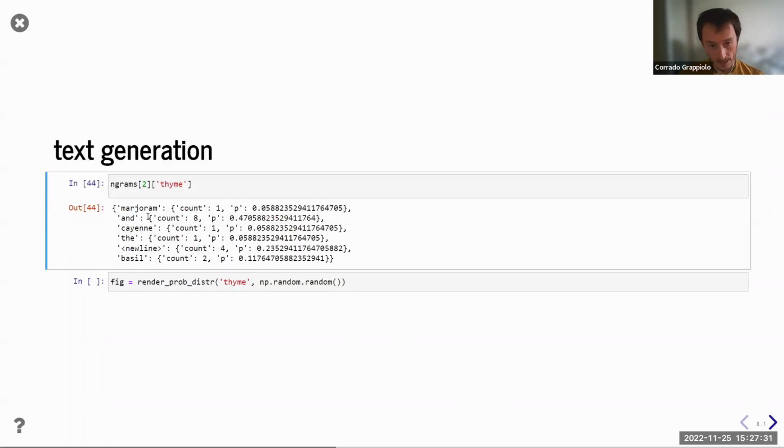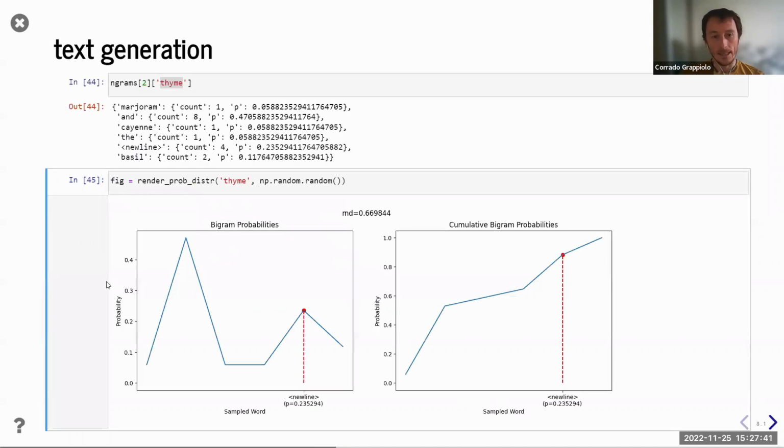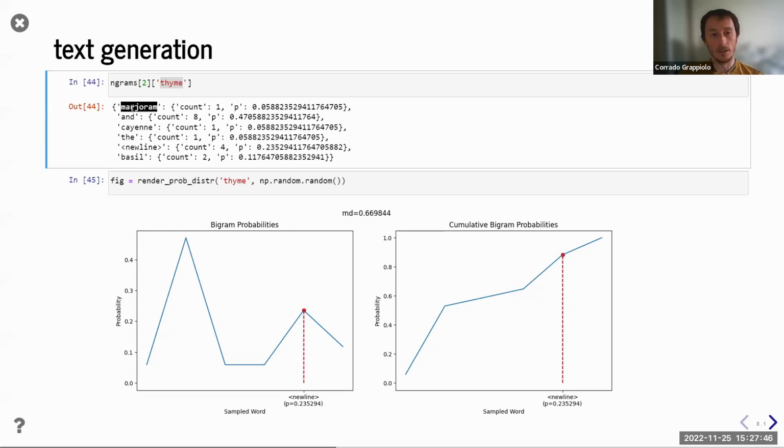So we can take as an example "time". We want to get the bigram probabilities of "time". What follows "time" are these six words. And this is basically the probability distribution of the words that follow "time", so the words conditioned on "time". And the sum of all these probabilities is 1. This is the cumulative probability of the words that are conditioned on "time".